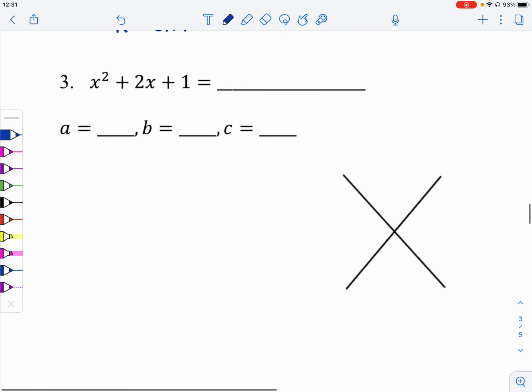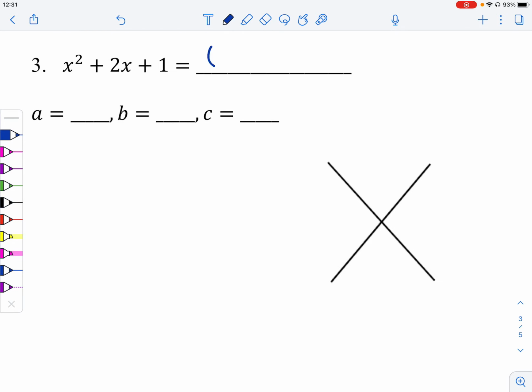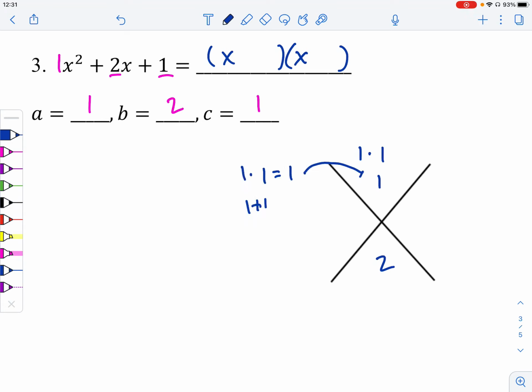Okay, let's go number 3. Same thing. We're going to write our two factors out. And then we know it's x. And we just have to find what numbers we're going to put in there. So we identify: we got 1, positive 2, positive 1. So our number here is going to be 1 times 1. A times C gives us 1. Our middle number goes down here, B. And then we find factors of 1. Only 1 times 1 gives us that. 1 plus 1 equals 2, gives us that.